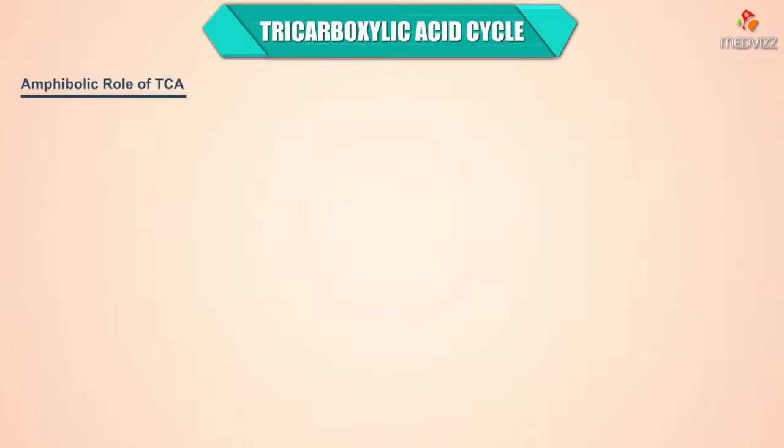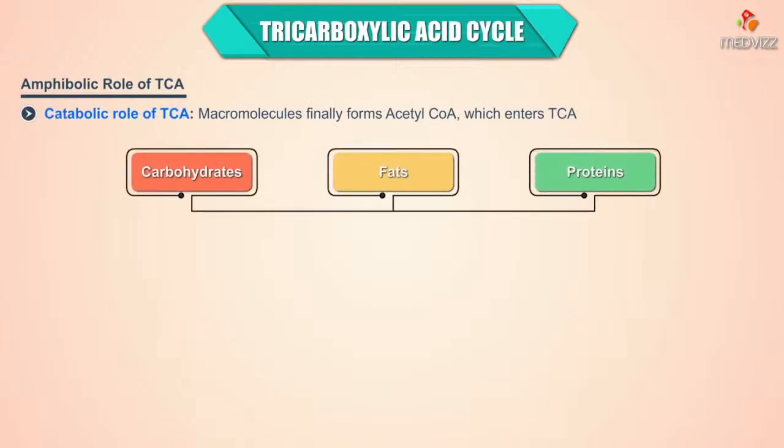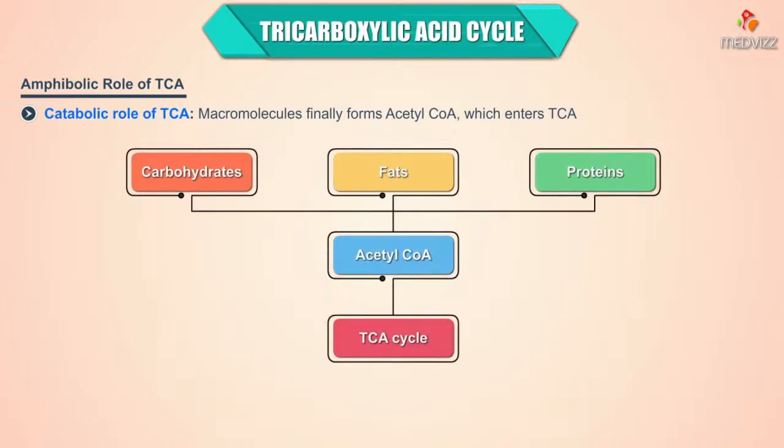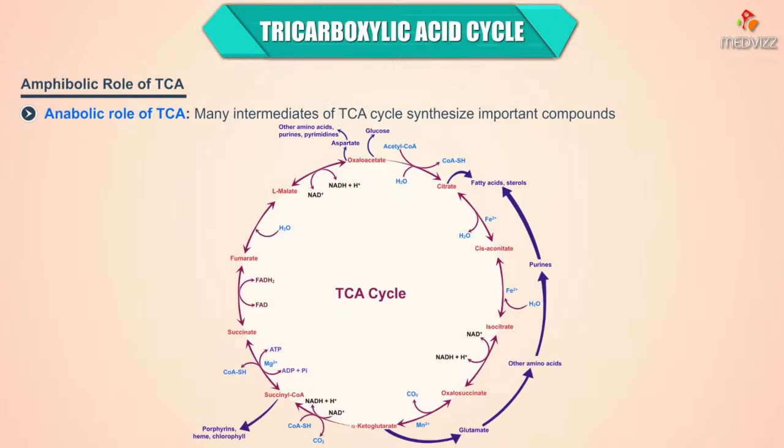Amphibolic role of TCA. Catabolic role of TCA: macromolecules finally form acetyl coenzyme A, which enters the TCA. Anabolic role of TCA is that many intermediates of the citric acid cycle synthesize important compounds.